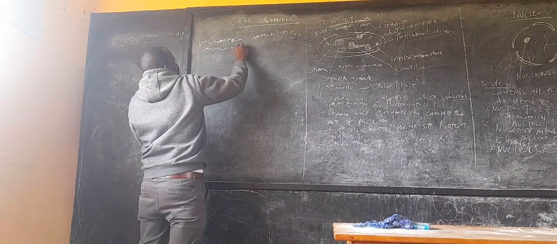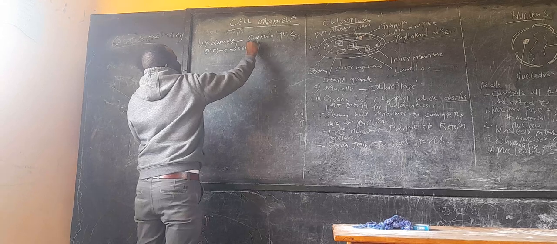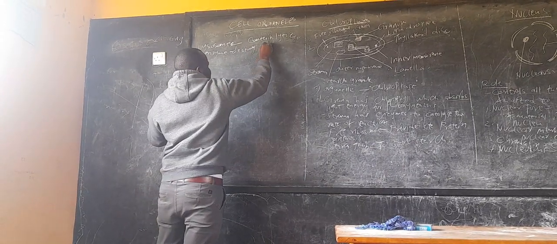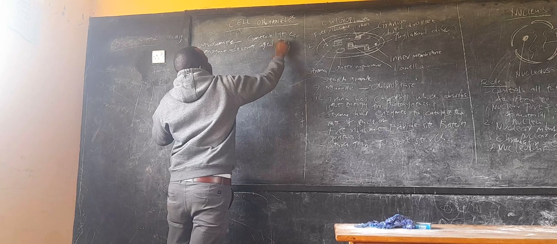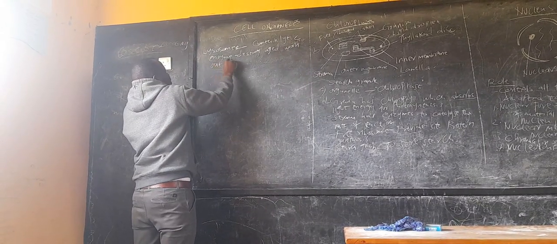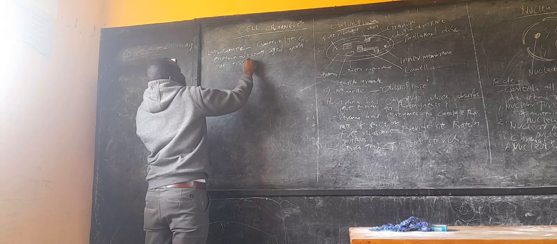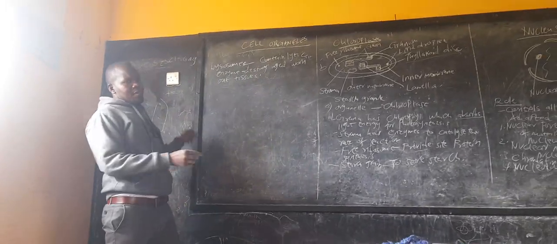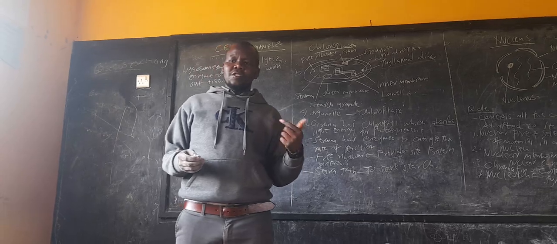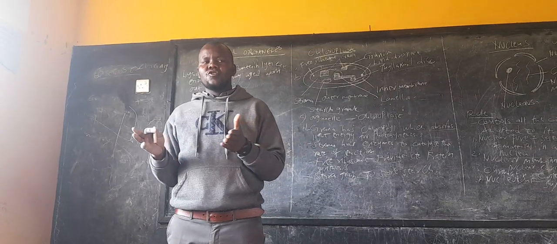And we're saying this will destroy what? Unwanted or aged, or even worn out tissues and even other organelles. Is that clear? So it's the lytic enzyme which is playing a role in the lysosome. It's bringing about that destruction.